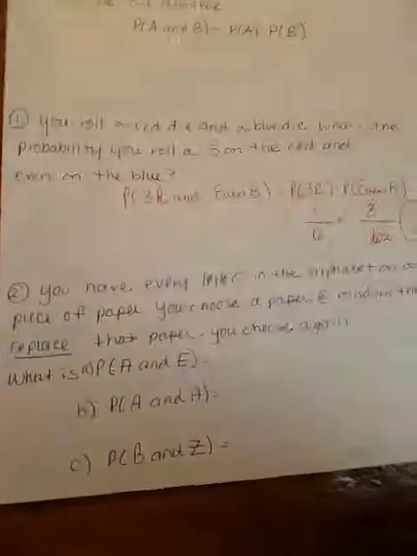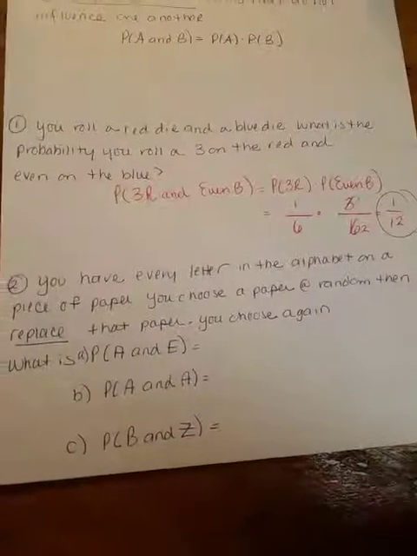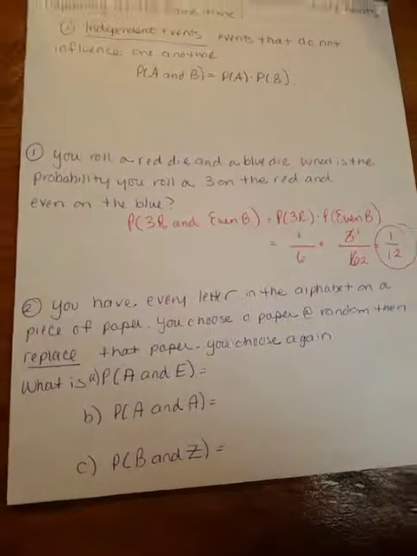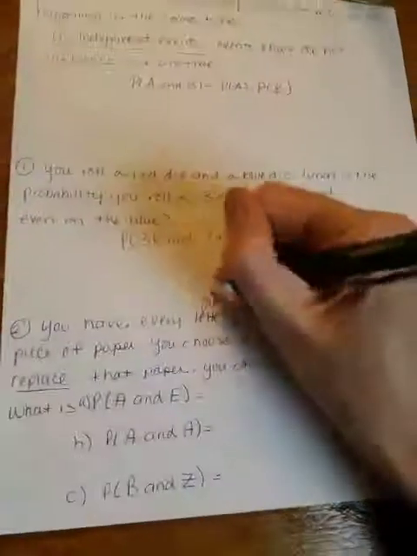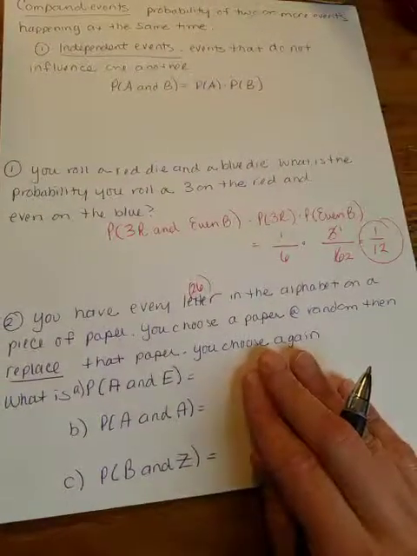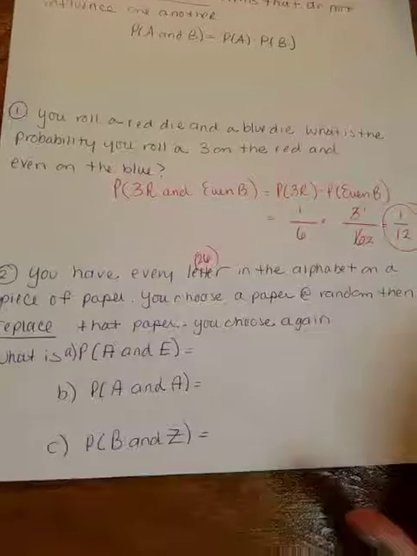Let's look at number 2. You have every letter of the alphabet on a piece of paper, and for those of us who may forget, there are 26 letters in the alphabet. Sometimes I am asked that every year when we do this problem. You choose a paper at random. Again, we are assuming that all the papers are the same size, they're all folded the same way, and they all have an equally likely chance of being chosen.